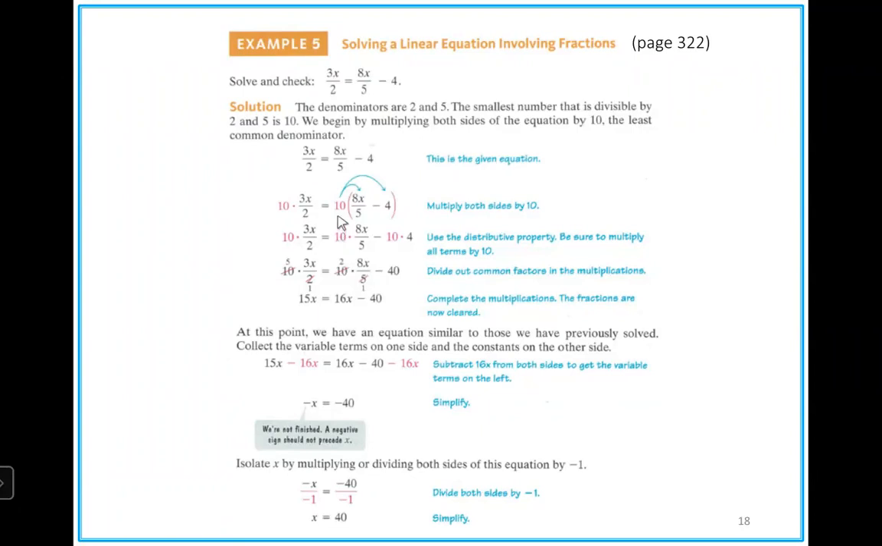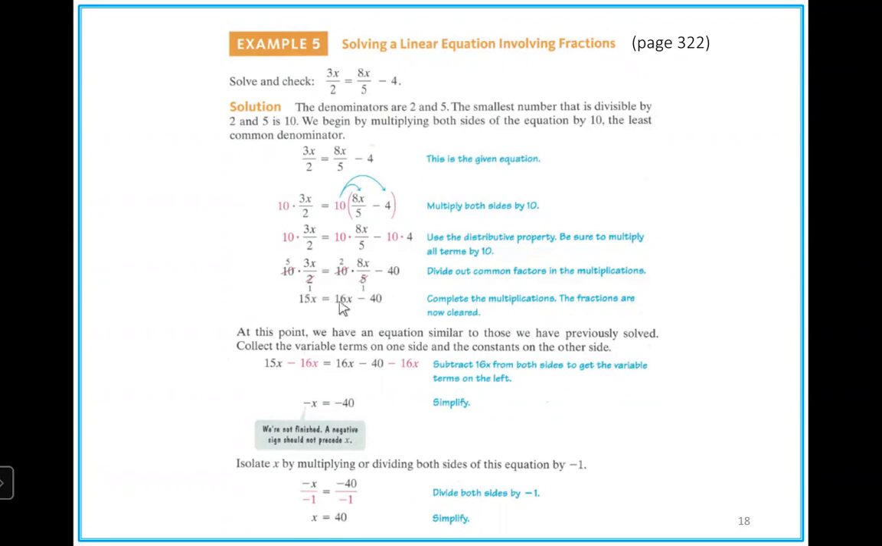All right, and then here, you're going to have to do 10 times the whole of this side. So if we do just this portion first, 5 into 5 is 1. 5 into 10 is 2. 2 times 8 gives you 16x. And then 10 times negative 4 is minus 40. Okay, so 15x is equal to 16x minus 40.